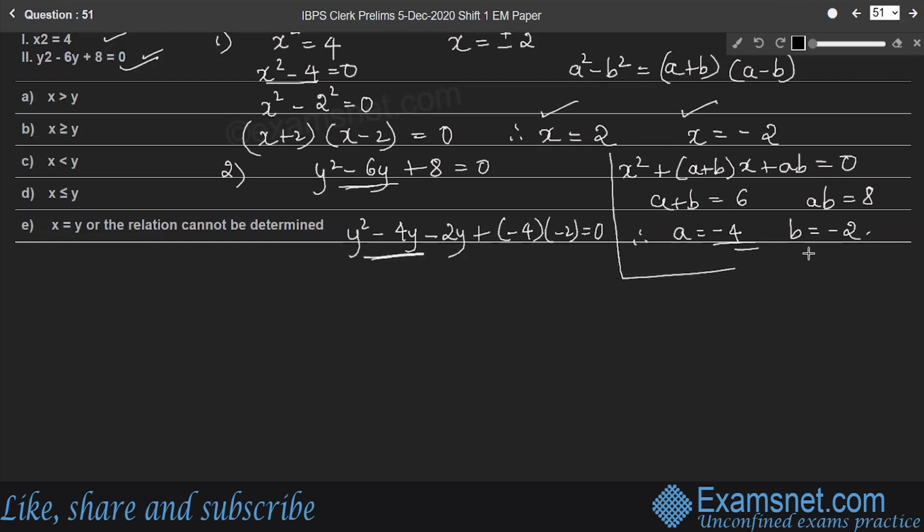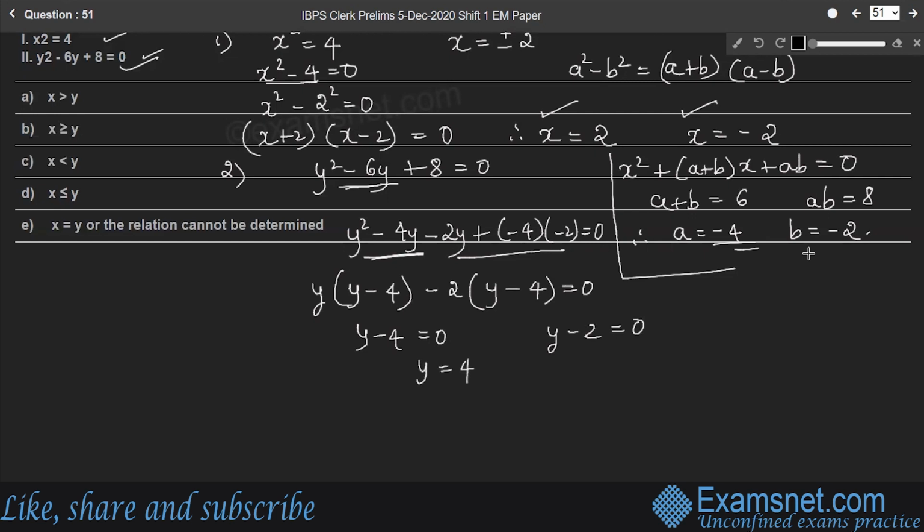Therefore, let us combine the first two terms where y is common, y into y minus 4, minus 2 into the last two terms, minus 2 is common and the remaining is y minus 4, is equal to 0. So we can write y minus 4 is equal to 0 and y minus 2 is equal to 0. Therefore, y is equal to 4 or y is equal to 2, right? So combining these two, x is equal to plus or minus 2, y is equal to 4 or y is equal to 2, right? So possible values of x and y here.